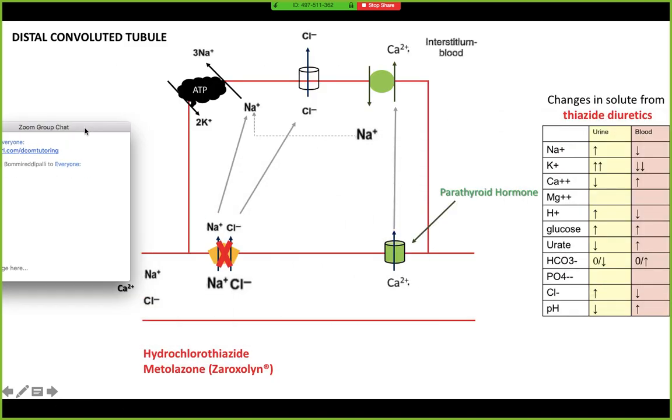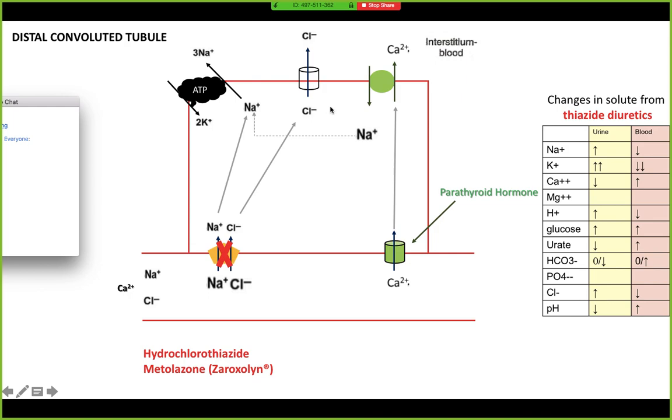Okay, so now we've reached the distal convoluted tubule. So this picture, don't let it confuse you. He just has it turned on its side compared to the other ones. So you're looking at the tubular lumen right here, and on that membrane sits this sodium chloride transporter. And this is going to help with sodium and chloride reabsorption into the body through the sodium-potassium ATPase again, and then also this chloride channel sitting here.